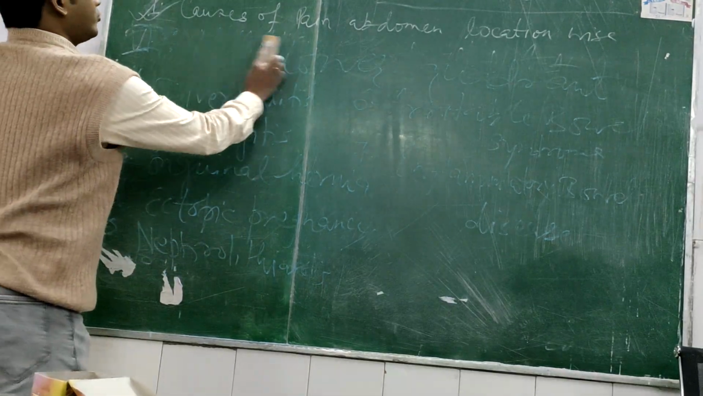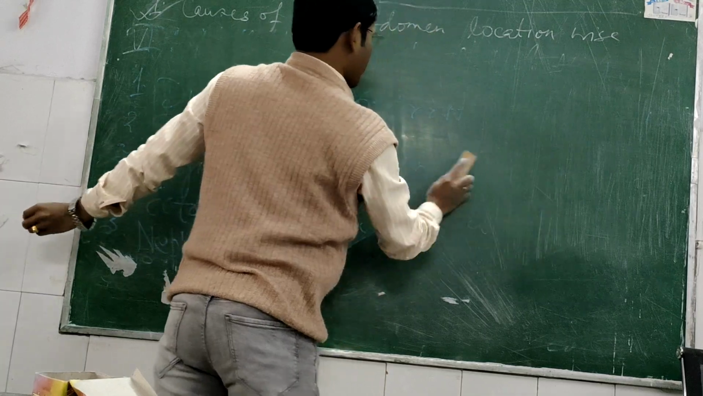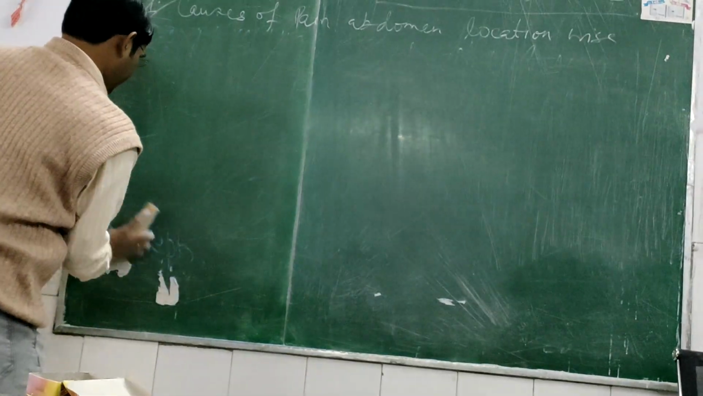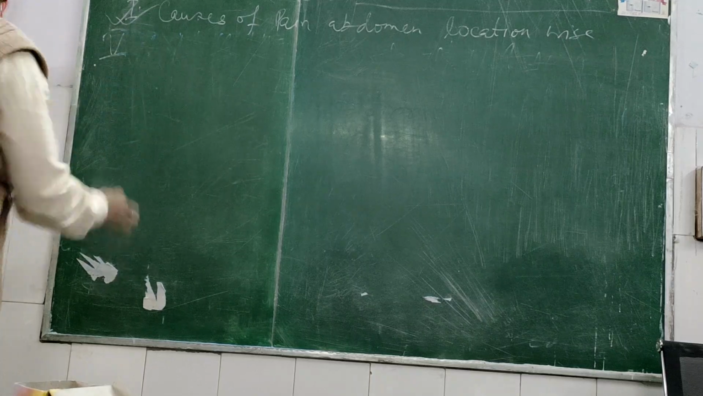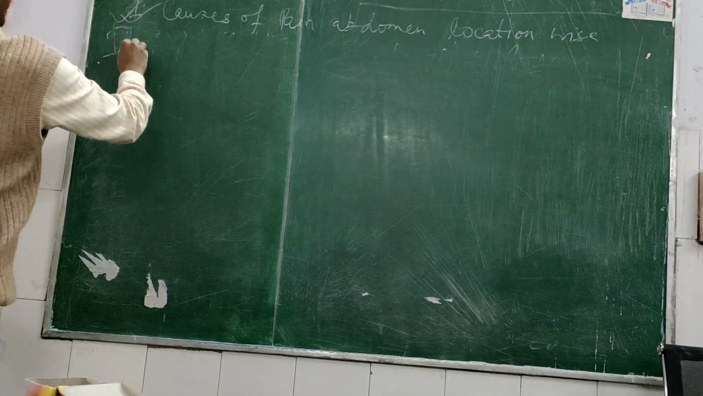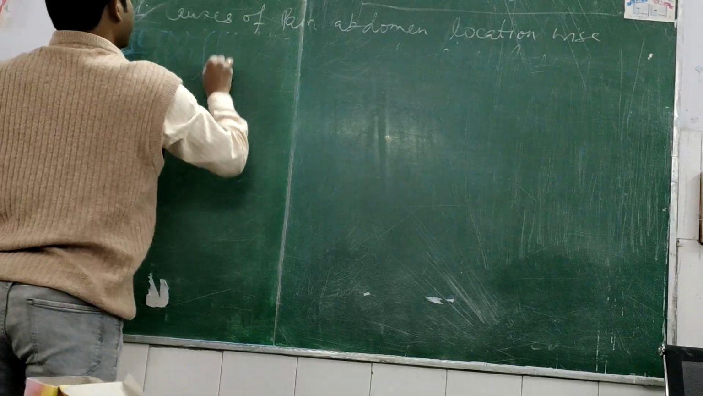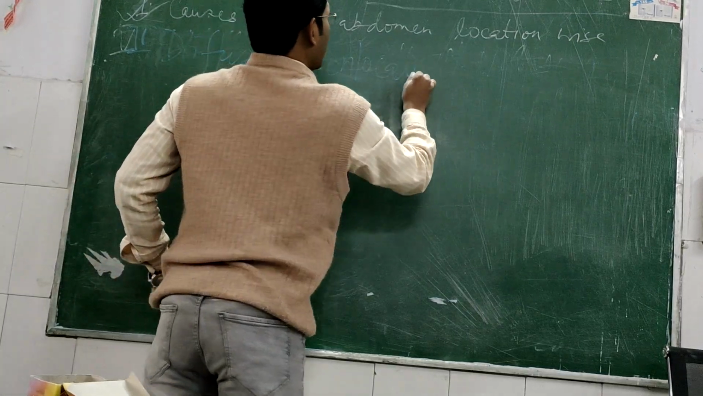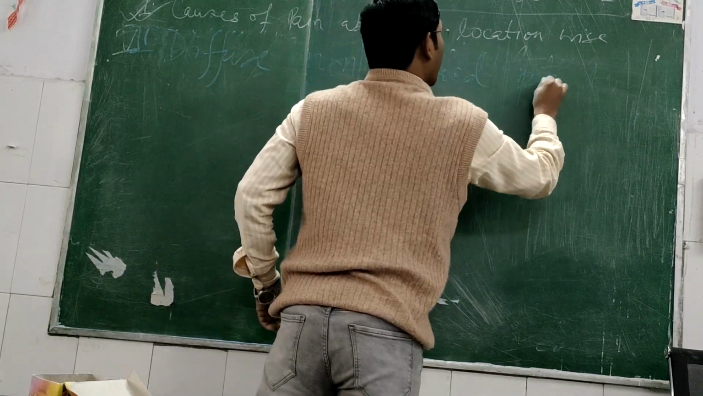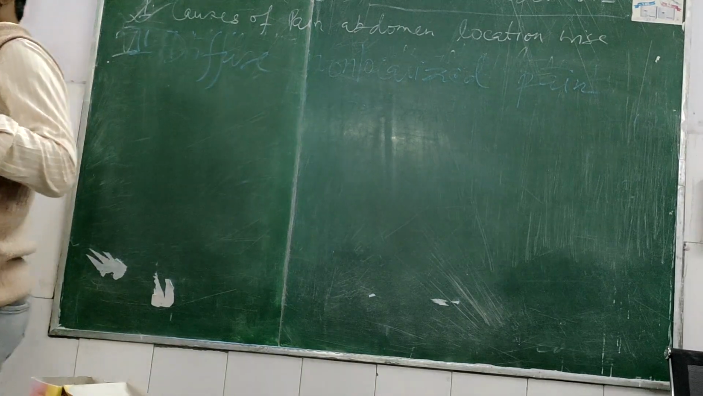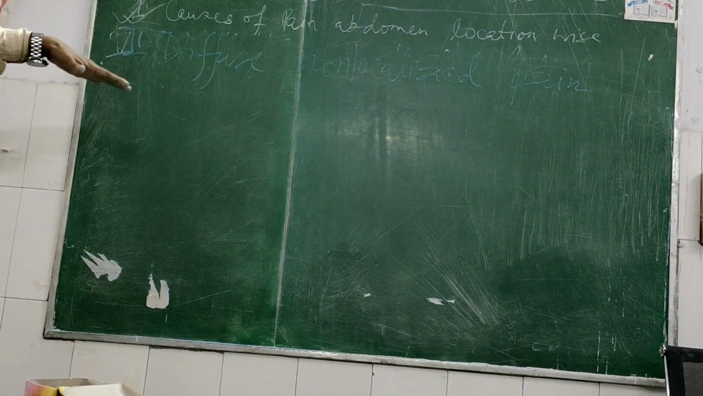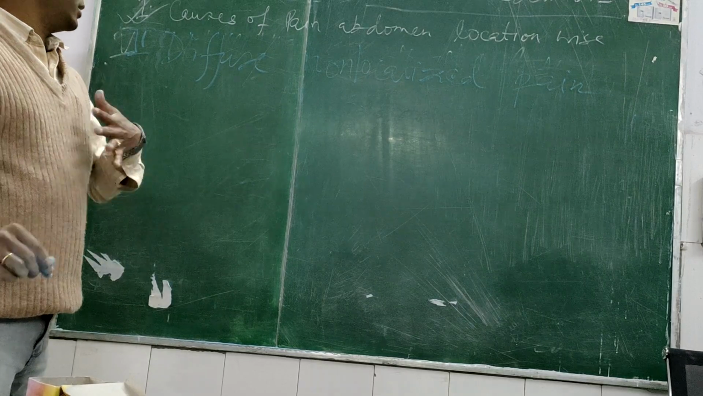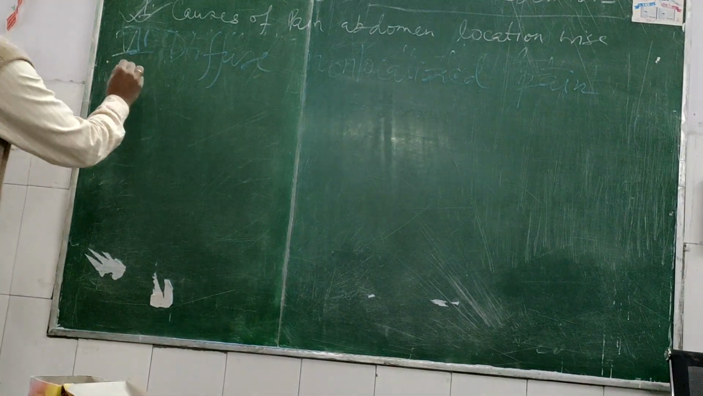And now the diffuse non-localized pain. Causes of diffuse non-localized abdominal pain: it means the pain will be found throughout the abdomen. The patient will express like this: the pain is happening here and here. He will not be able to localize it. So what are the important causes?